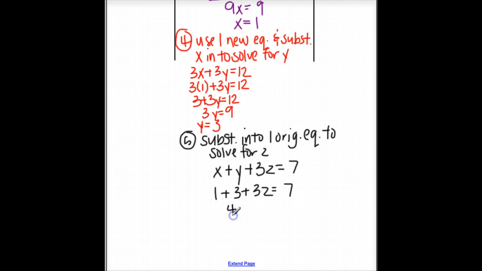So that's 4 plus 3z equal to 7. Subtract 4 from both sides. I get 3z equals 3. Divide both sides by 3. I get z equals 1, which means my final solution is 1, 3, 1.